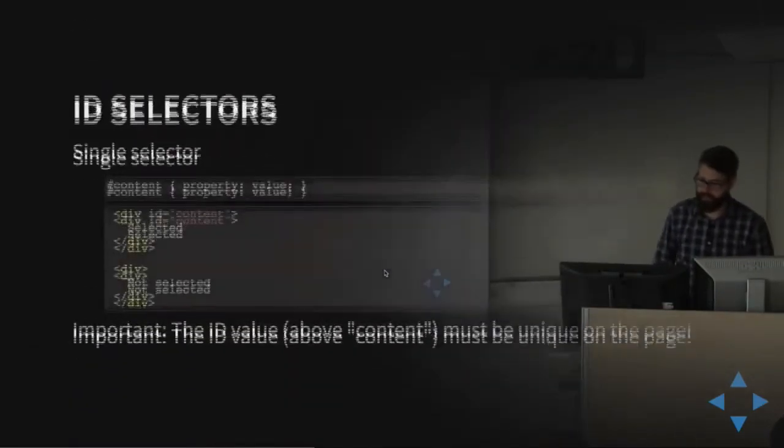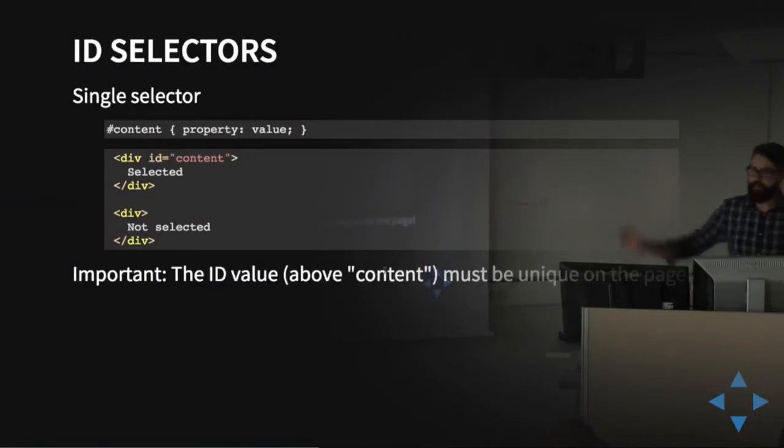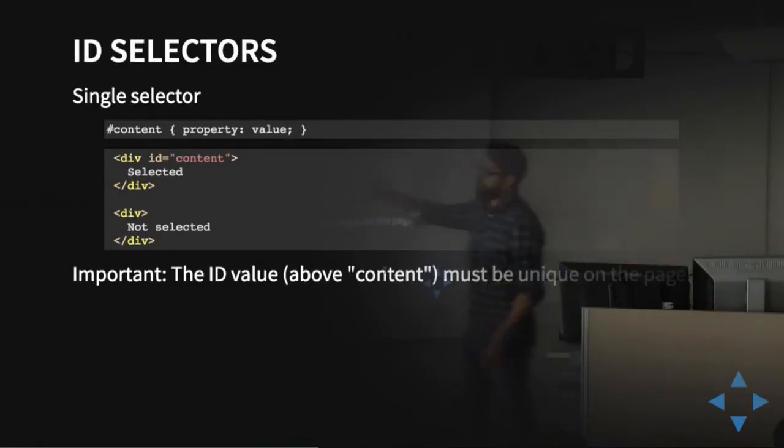Together with this one, the ID selectors. Those are not as commonly used, but they are good to know. The ID selector is the hash sign. Each and every element, just as with class, has an ID attribute. You can always add the ID attribute to an element. In this case, we're adding the ID of content.